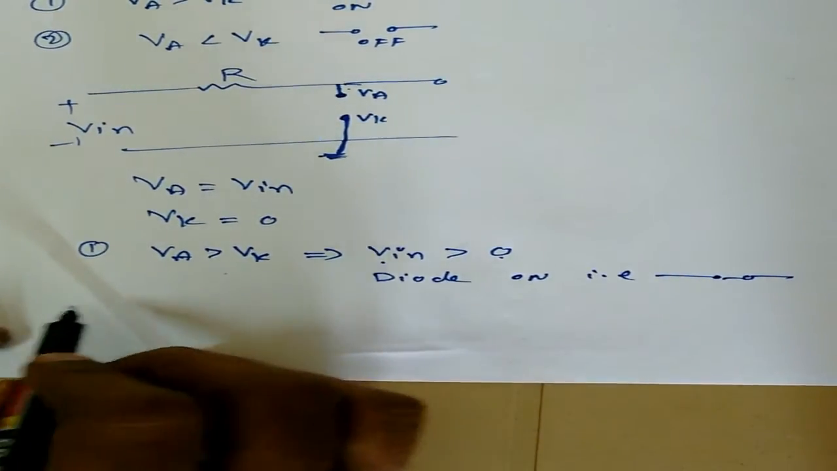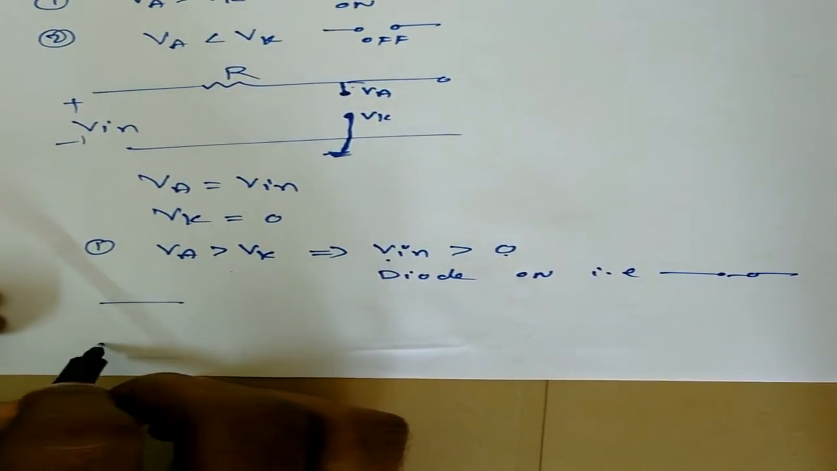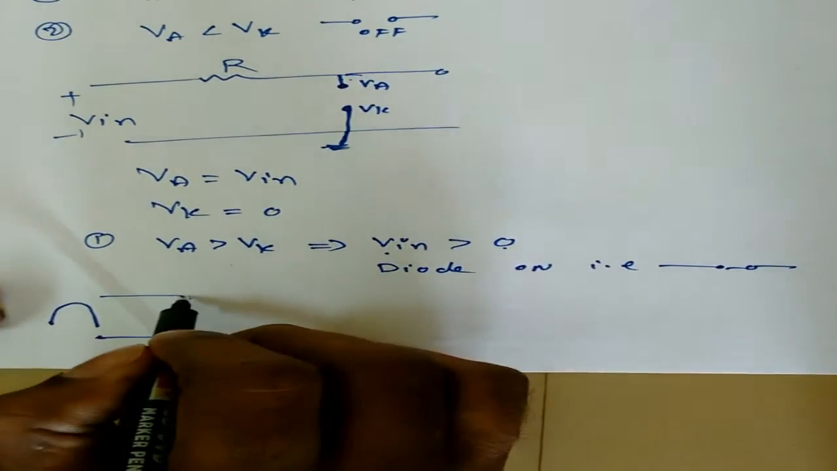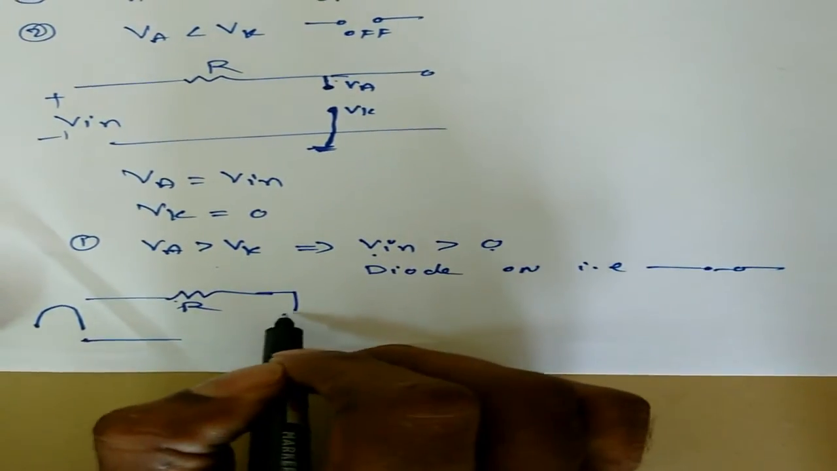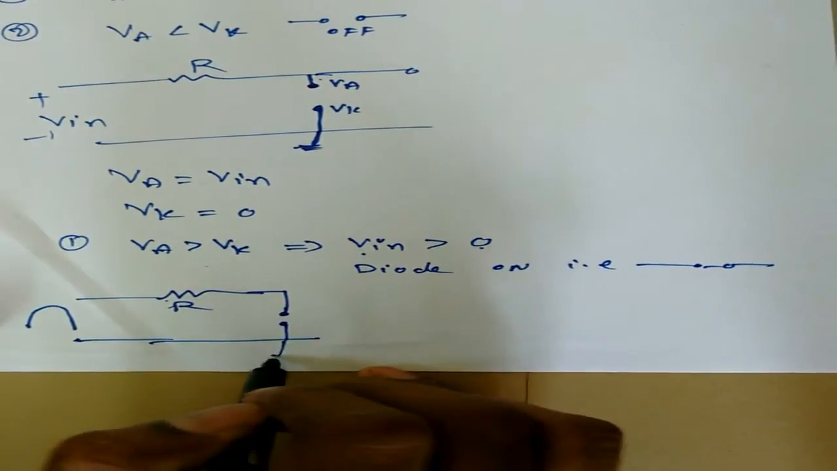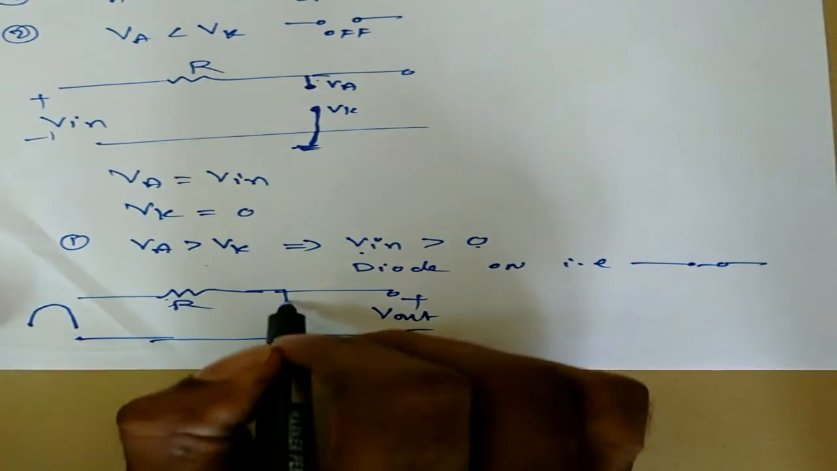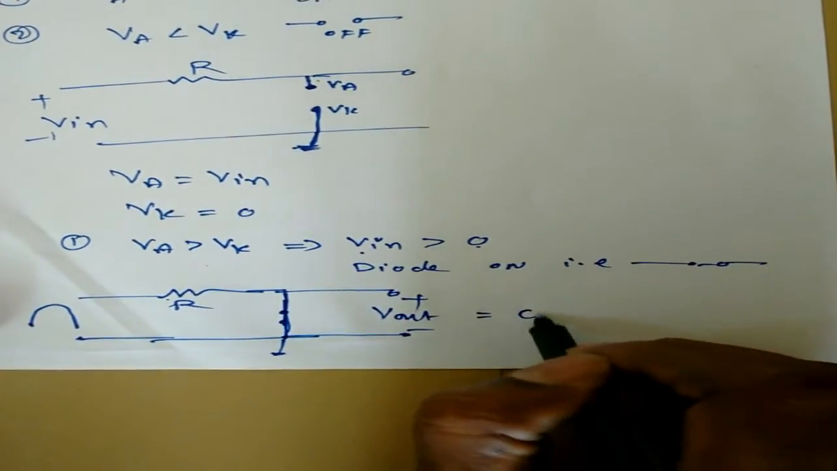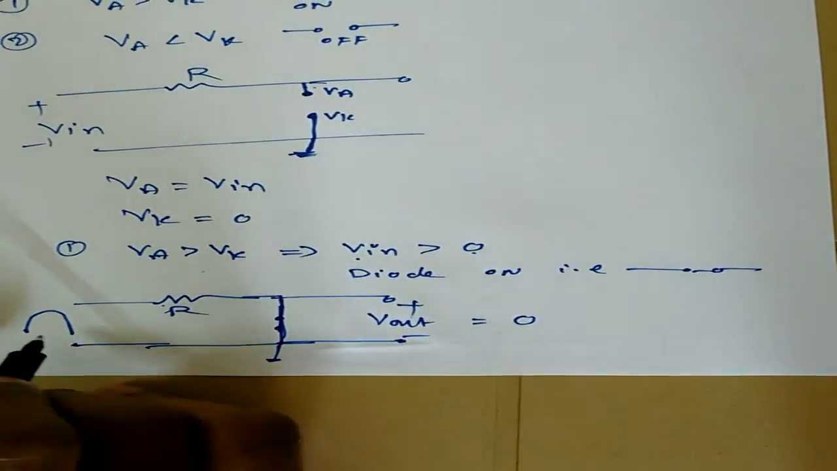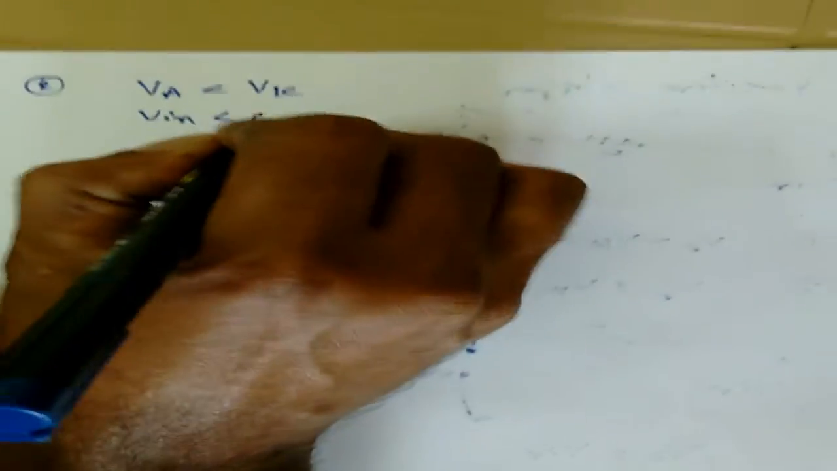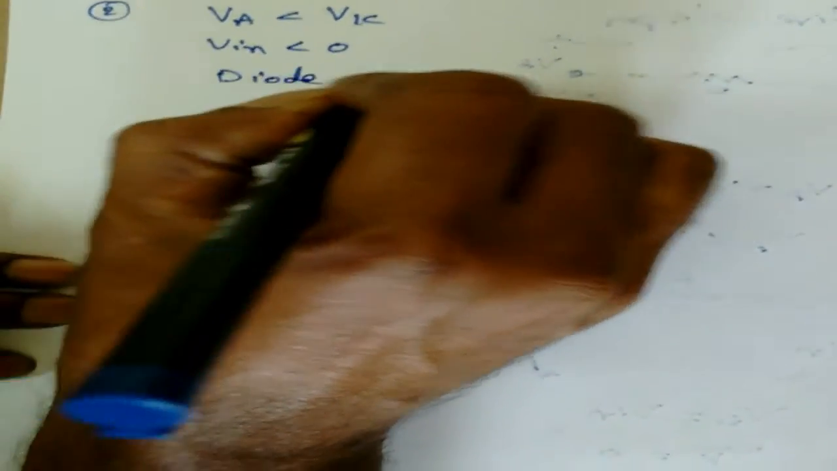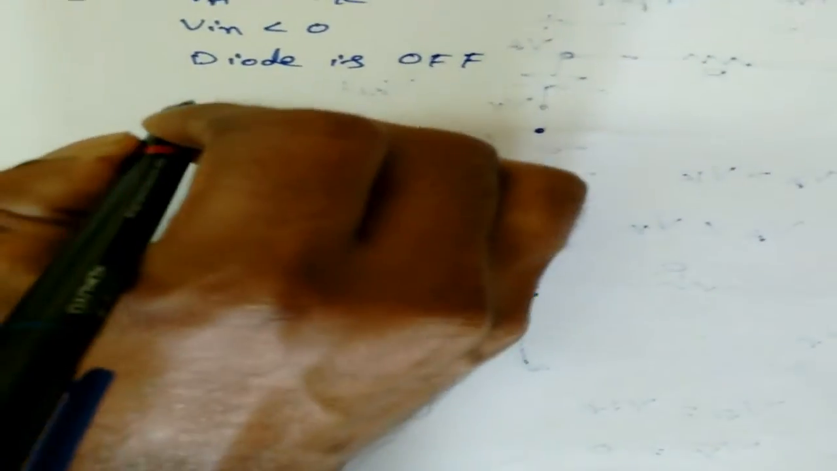How will the circuit behave? Whenever a positive half cycle is given, the resistor is on, and the diode is on, which is like this. Now what is Vout? It is simply shorted, so Vout is equal to 0. So there is no passing of this input to the output. Now the second condition: VA is less than VK, that is Vin is less than 0, the diode is off, that is an open circuit.